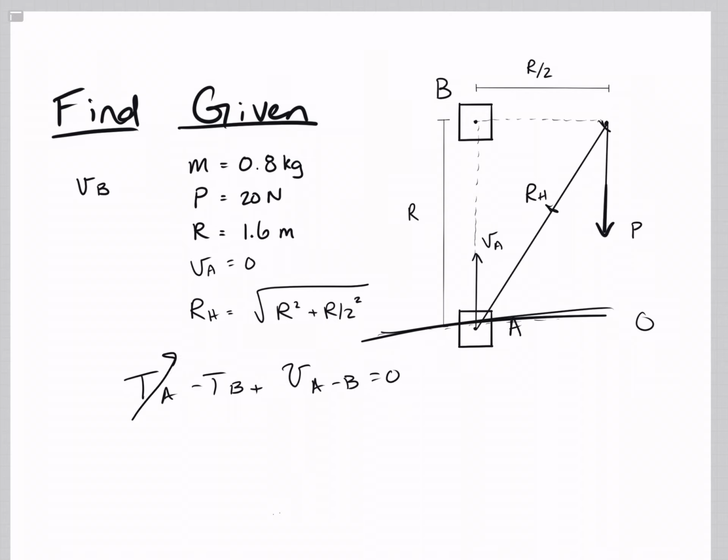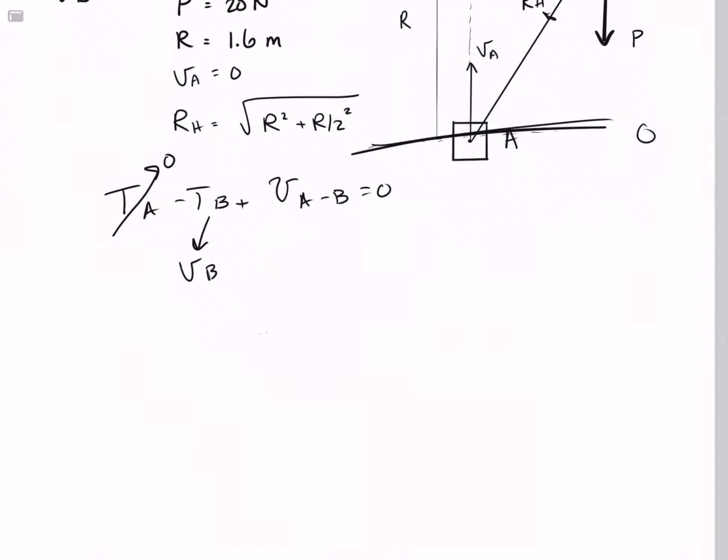So all we have to do is identify what each of these are, and then we can move forward. T_A is 0 because the velocity when it is at point A is 0. And T_B is going to encompass the velocity of B, so that will have our unknown. All we have left to do is calculate the potential energy of A minus B.